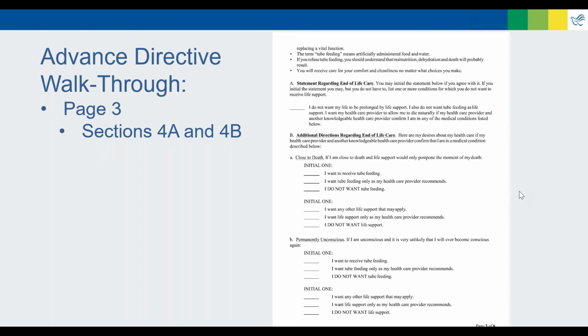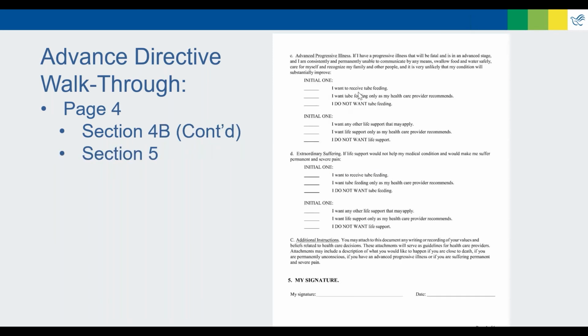And then similarly, regarding life support, under the same section, if I'm close to death, I want any other life support that may apply. I want life support only as my healthcare provider recommends, or I do not want life support. And so you can fill out your responses regarding tube feeding and any other life support that may apply in each of these medical circumstances.